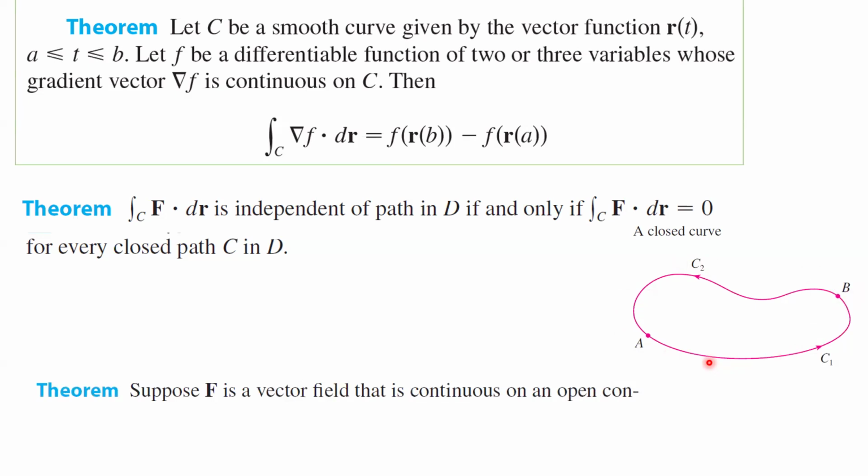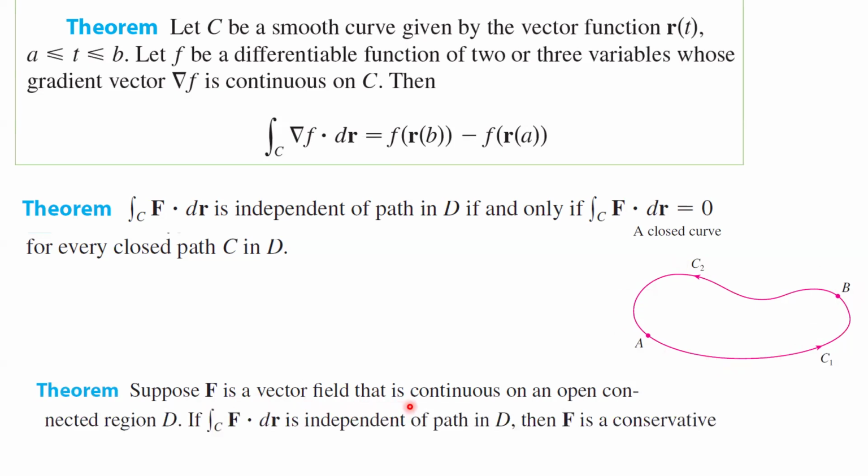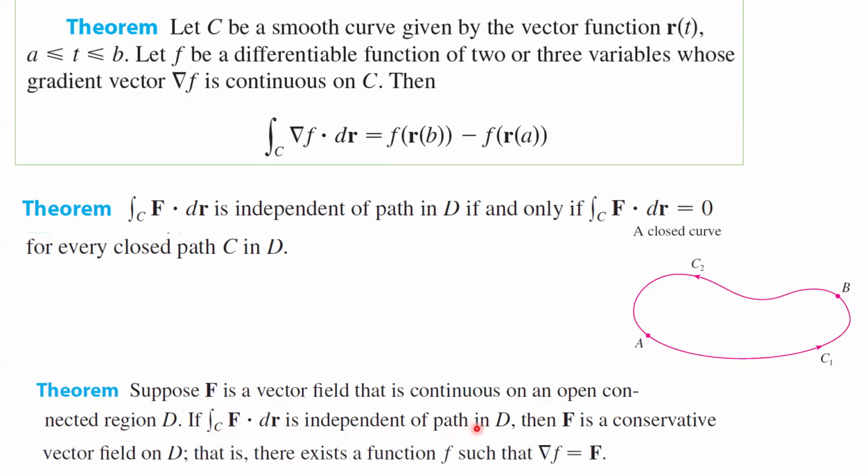Also, another theorem for you. Suppose F is a vector field that is continuous on an open connected region like D. If the line integral of f dot dr over curve C is independent of path in D, then F is a conservative vector field on D. It means that you can find the potential function f such that the gradient of f is equal to F itself. Three important theorems for you.